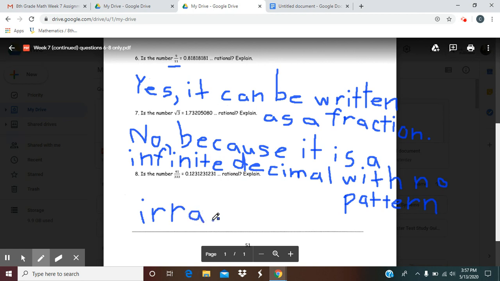Some of you guys may be wondering how to write that word, so I'm going to put it here. This is how I would spell irrational. Use the prefix ir. So it's irrational. That is the opposite of rational. All right.